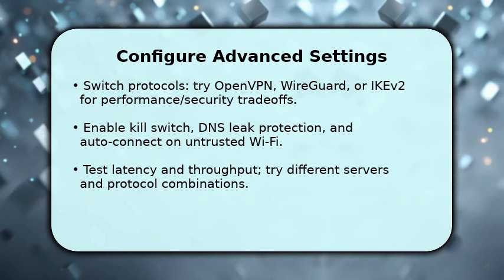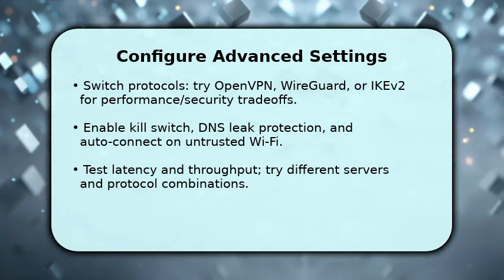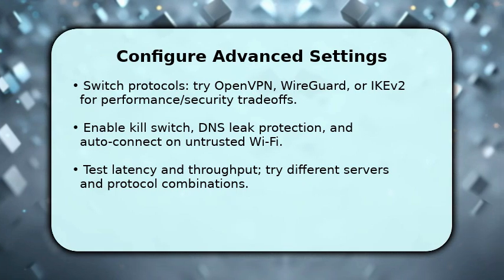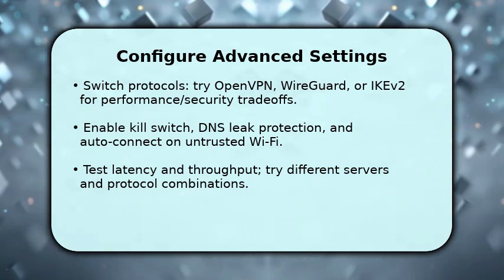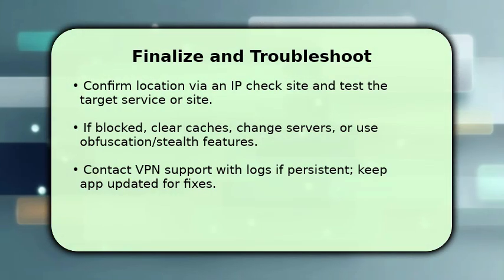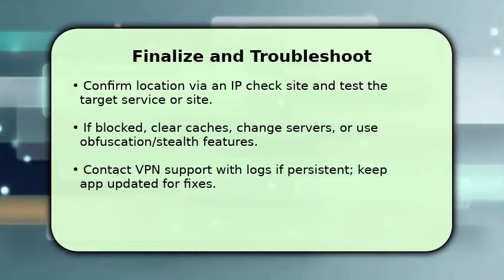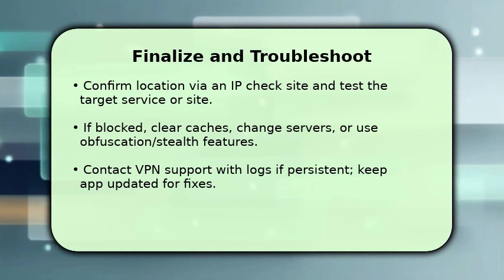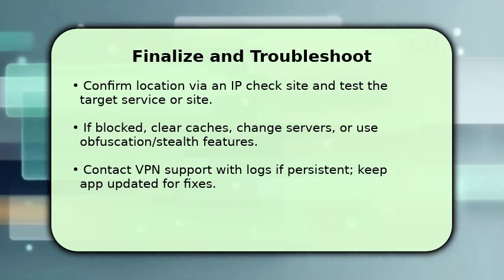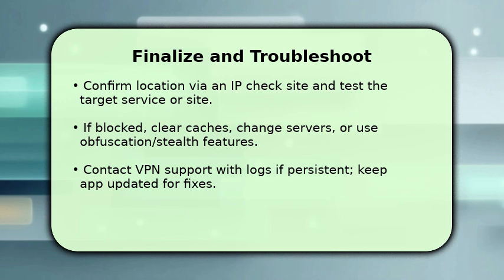Once configured, run quick latency and throughput tests and switch servers as needed to find the best combination for your use. Finish by verifying your apparent location with an IP check and then access the service you needed. This confirms success. If content remains blocked, clear browser caches and cookies, then try a different server or enable obfuscation features to bypass deep packet inspection.